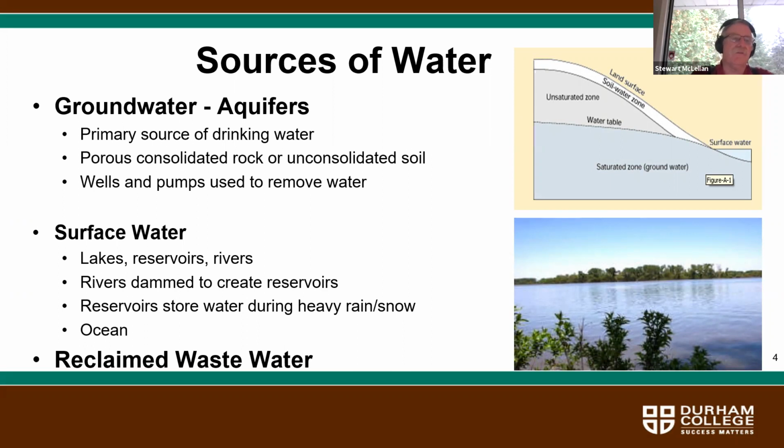water. And of course, the first one, groundwater, through drilling of wells into aquifers. It's a primary source of drinking water. Porous consolidated rock or unconsolidated soil, wells and pumps used to remove water. So groundwater is a significant, as it says here, a primary source of drinking water.